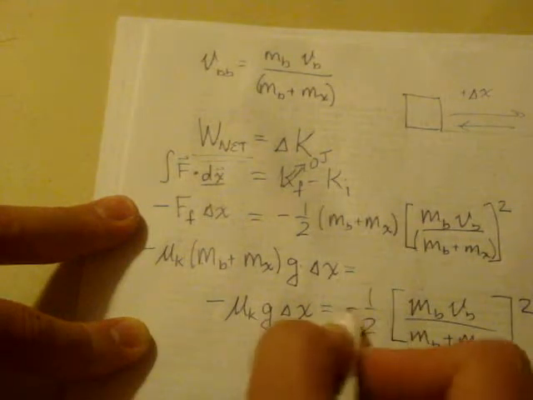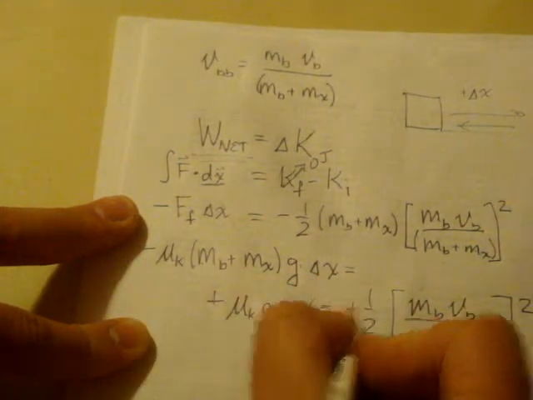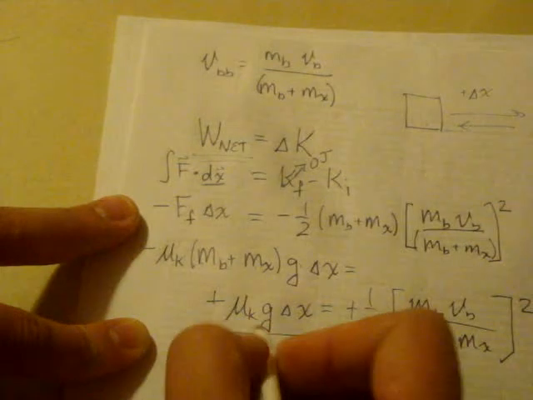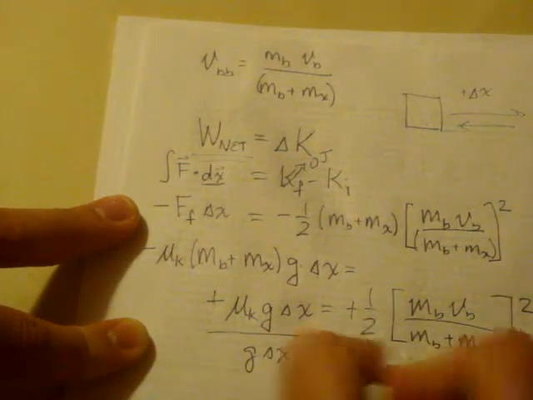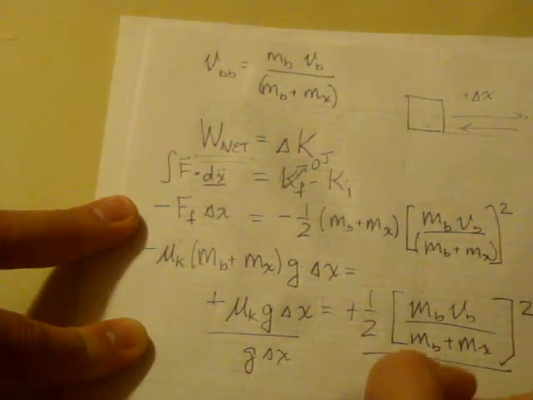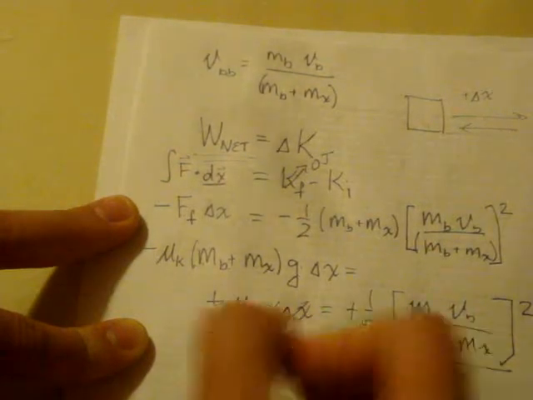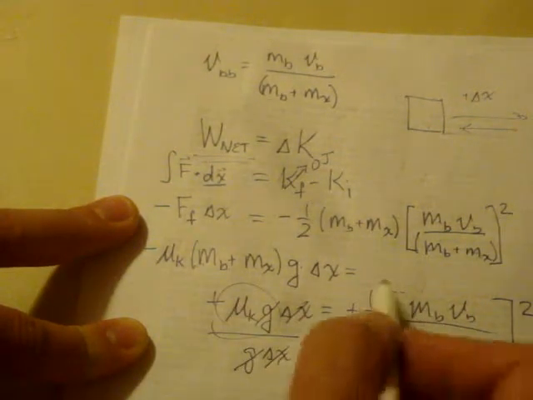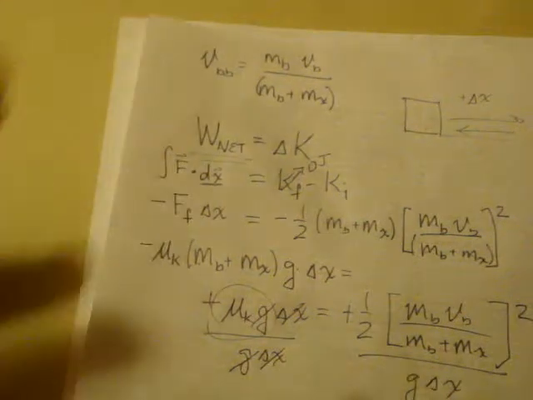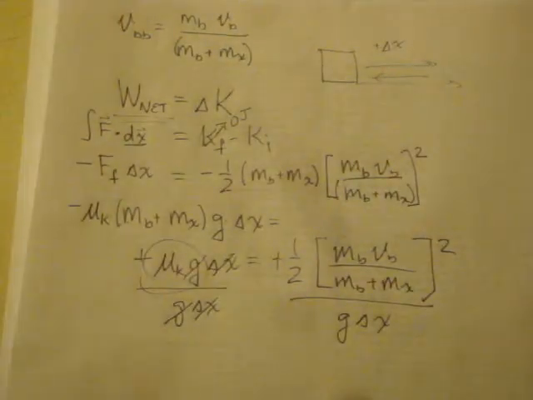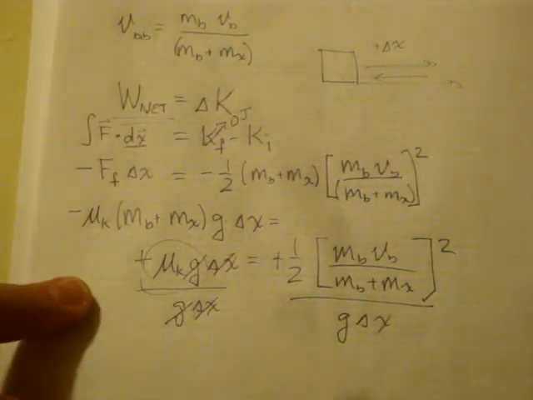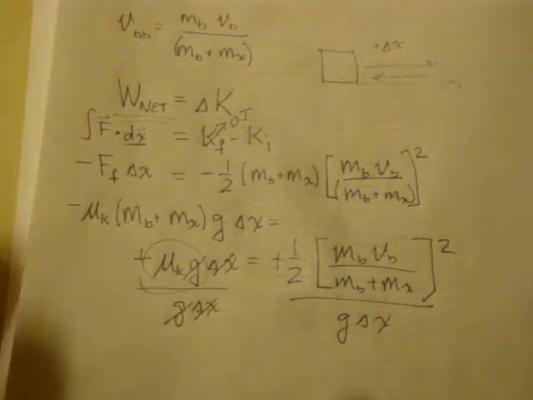We're solving for mu k. There's a negative sign on both sides. We can divide by that. We can divide by g delta x, and that cancels on the left side, which tells us that the coefficient of kinetic friction is equal to this whole mess of stuff, which are all numbers that we know. We just plug them in. Life is happy. Okay? Very cool.